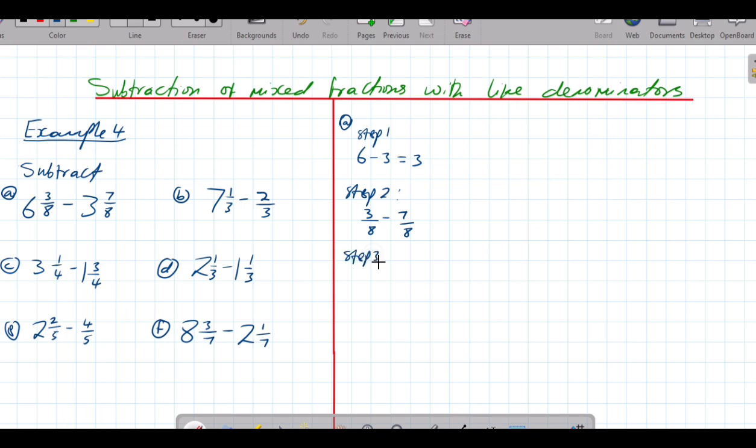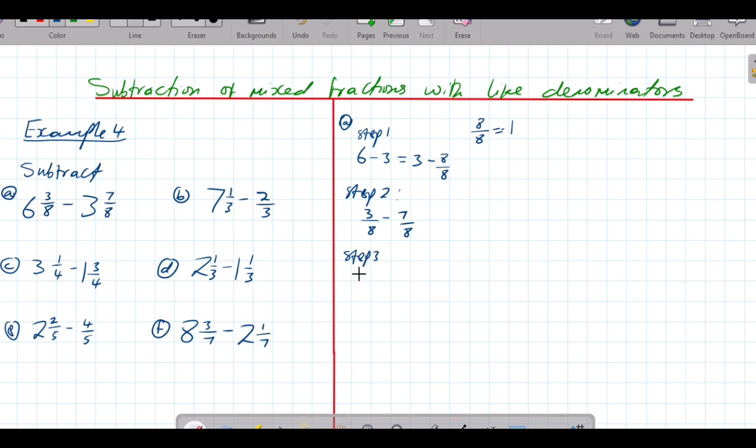Let's call this step 3. To rename this fraction, we are going to borrow 1 from this whole number in terms of the denominator given to us, which is the LCM, that's 8 over 8. Now don't forget, 8 over 8 is still the same thing as 1. 8 over 8 is equal to 1. Now we are subtracting 1 from this 3 in the form of 8 over 8, which is the denominator.